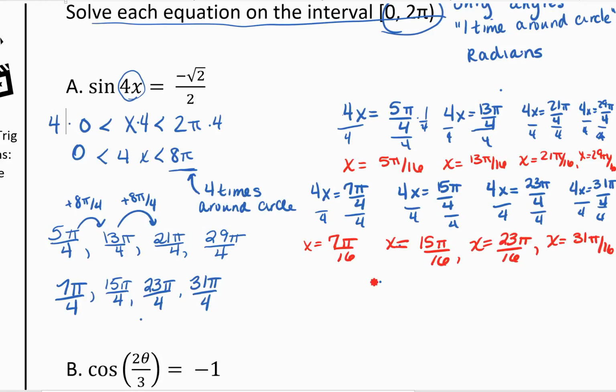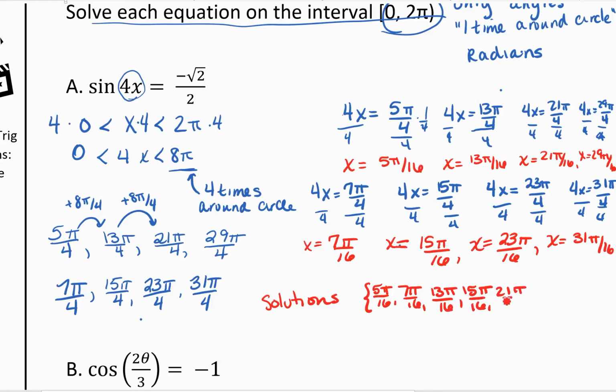Now, if we want to write out all of our solutions, our solution set, we could put them in curly brackets here. We're going to list these in order. So 5 pi over 16. Then we'd come out down here to our 7 pi over 16. 13 pi over 16. 15 pi over 16.